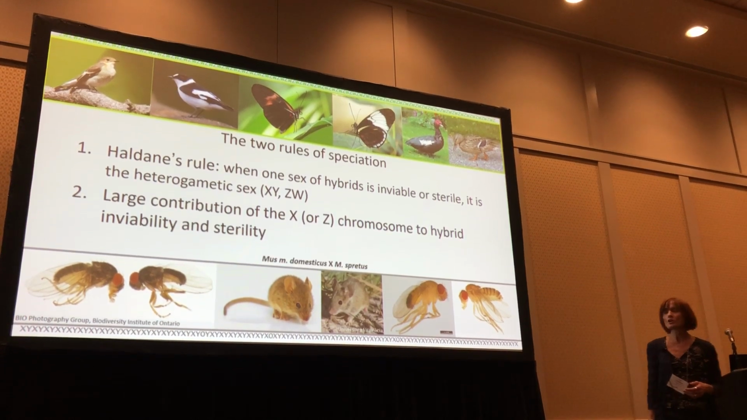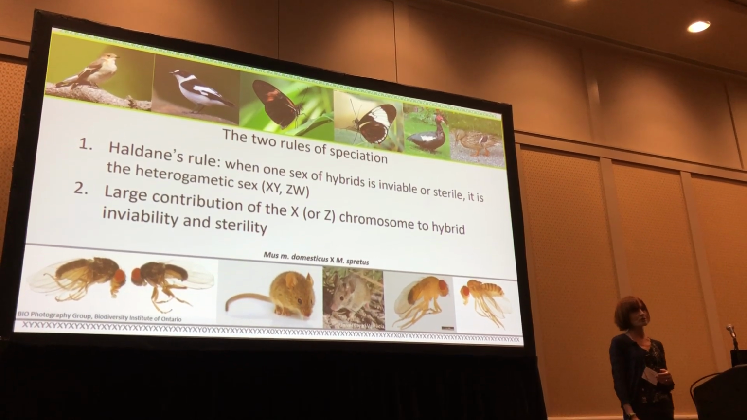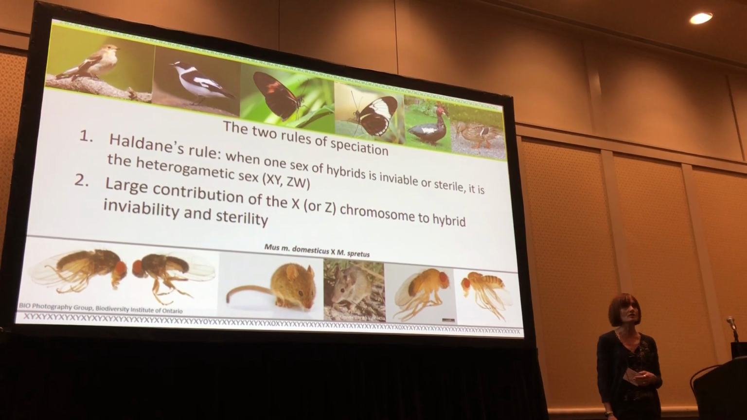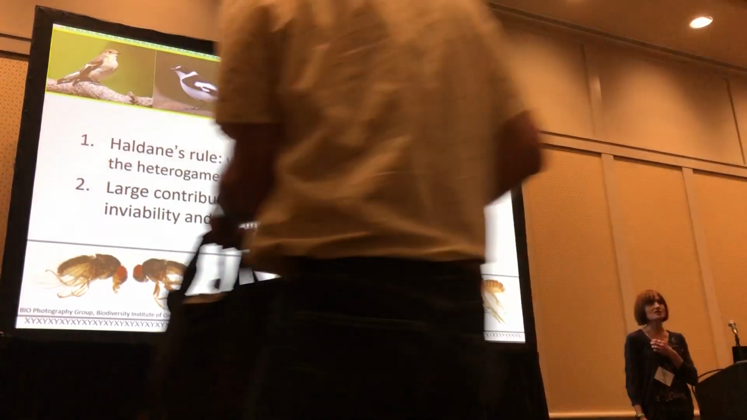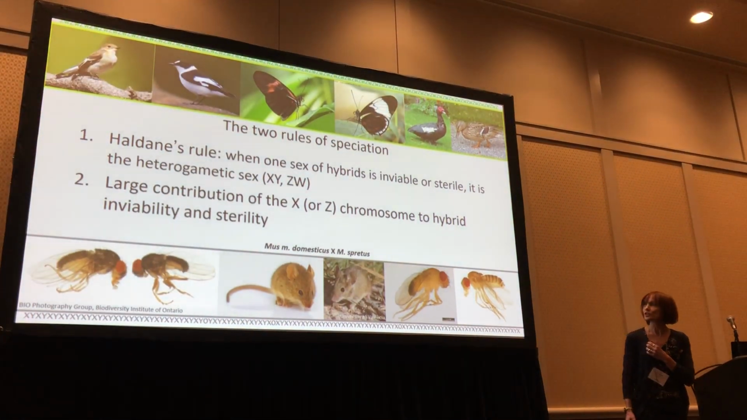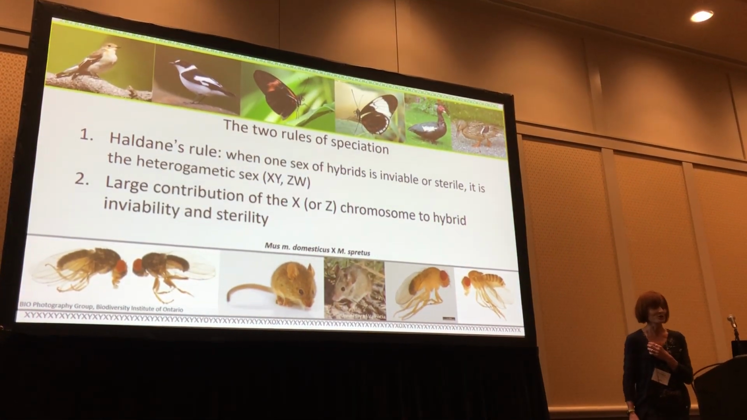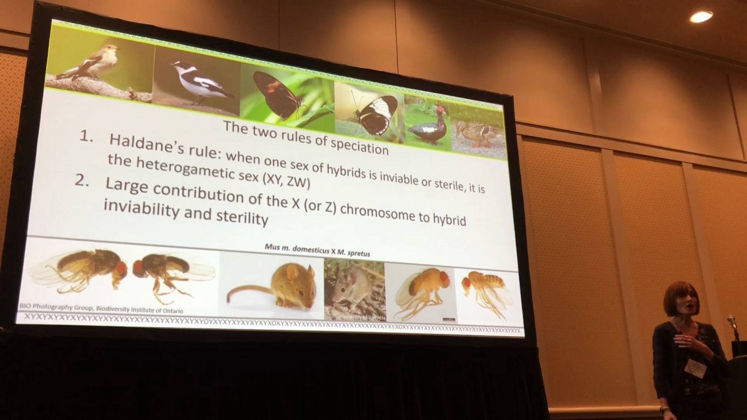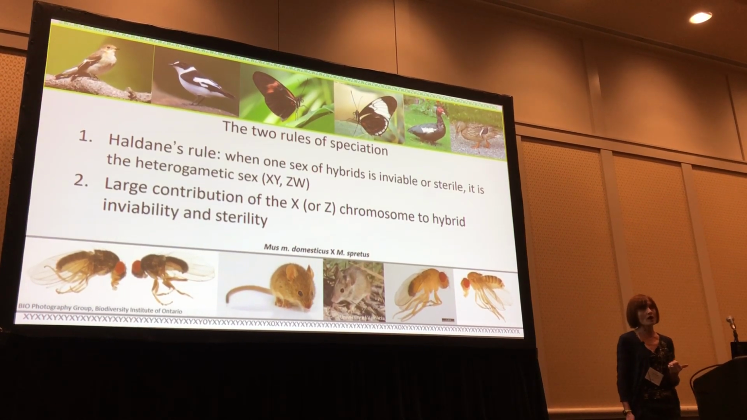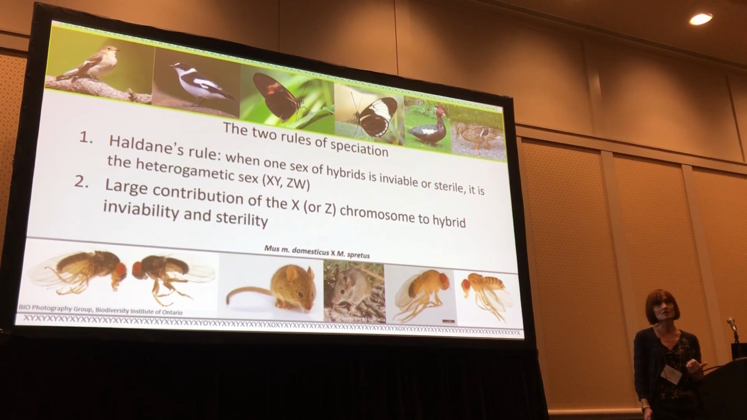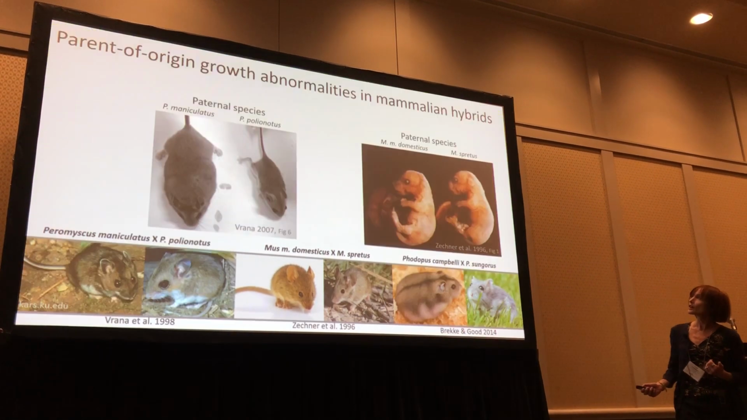So today I'm going to tell you about a cross between two species of mice, the house mouse, Mus musculus domesticus, and the Algerian mouse, Mus spretus. And I'm just going to call them domesticus and spretus for simplicity. So there is hybrid male sterility in this cross, but I'm going to talk today about an inviability phenotype that I think is equally interesting.